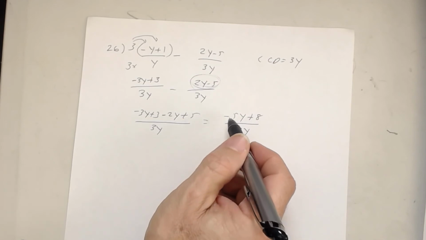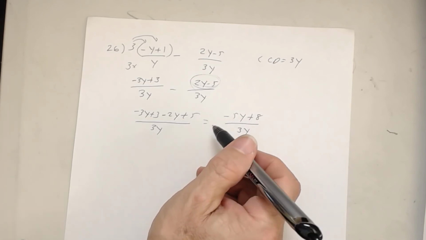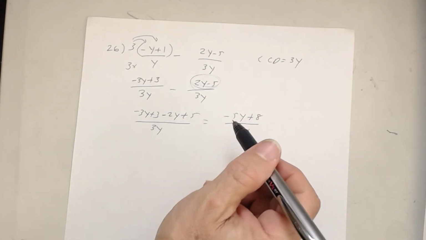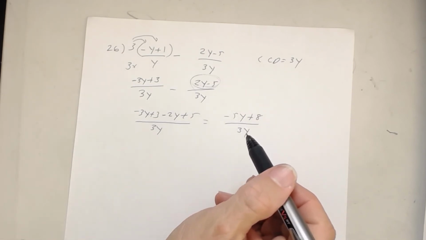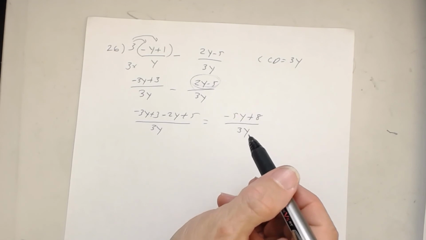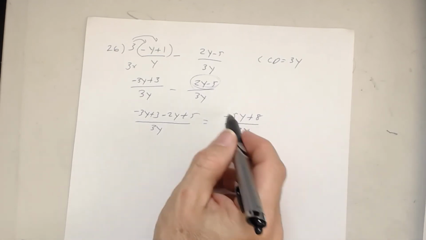Is y a factor of the numerator? No. There's only one factor in the numerator. What is it? Negative 5y plus 8. That's the factor that's in the numerator. Okay? So there's your answer.